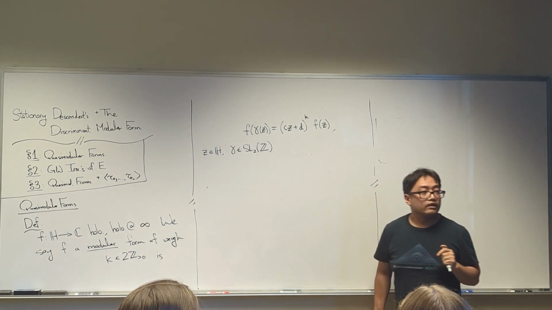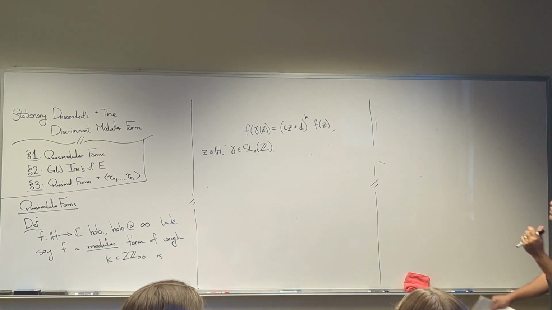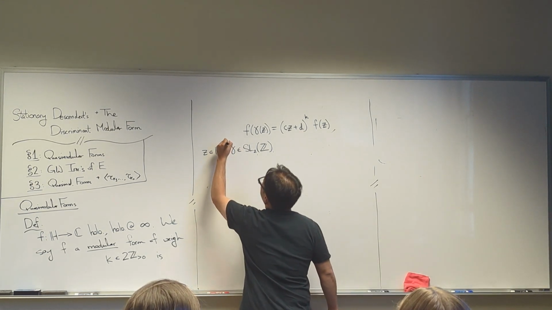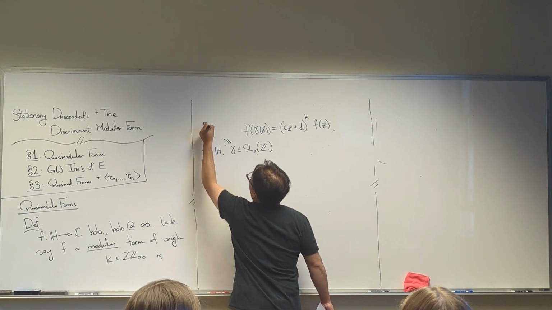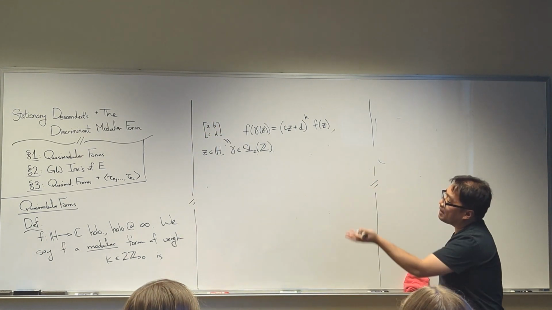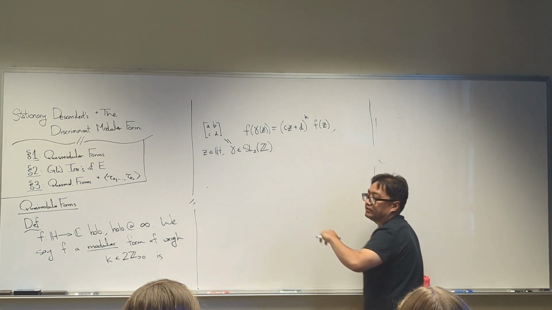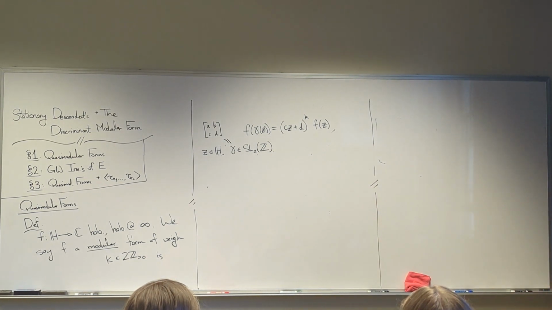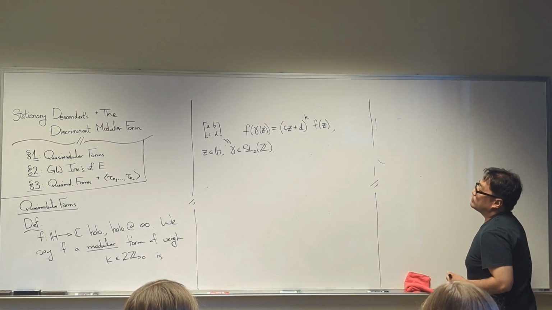And cz plus d is like the denominator of the SL2? Oh, sorry, my bad. Yeah, gamma is this, thank you, Maria. And then gamma is acting on the upper half plane via linear fractional transformations. Okay, and so that's the definition of a modular form.